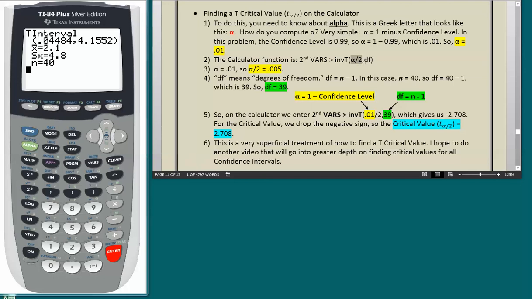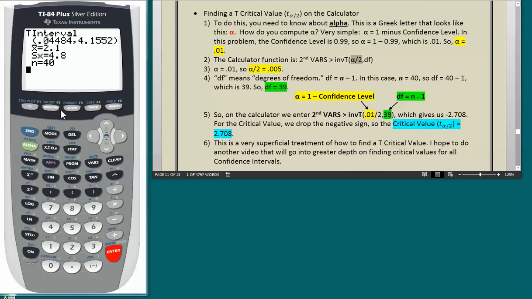df, that thing right here, means degrees of freedom. And the formula for df is n minus 1. In this case, n equals 40. So the degrees of freedom is 40 minus 1, which is 39. So df equals 39. So when we go to the calculator, we're going to do second vars invT 0.01, which is 0.01 divided by 2. So that's alpha equals 1 minus the confidence level. That's the 0.01. We divide it by 2. And the degrees of freedom is going to be 39.